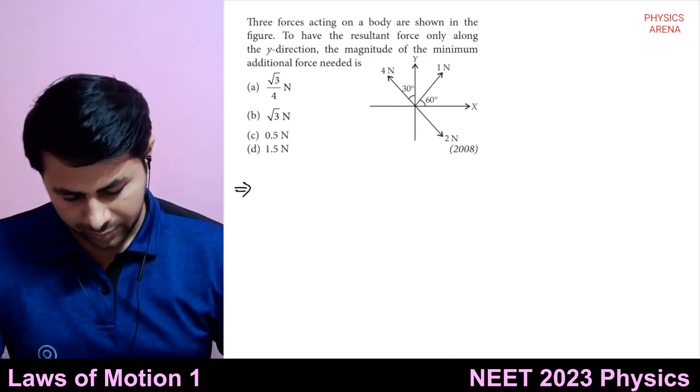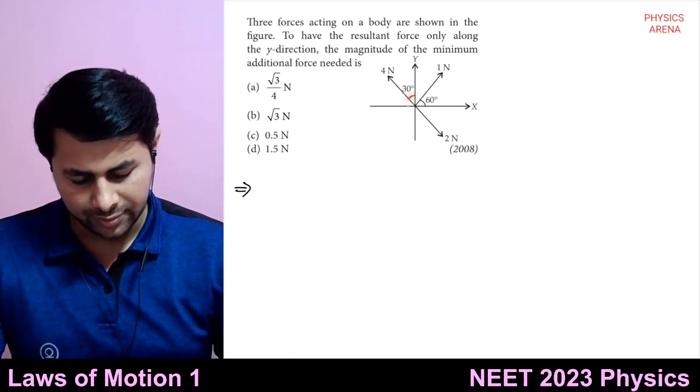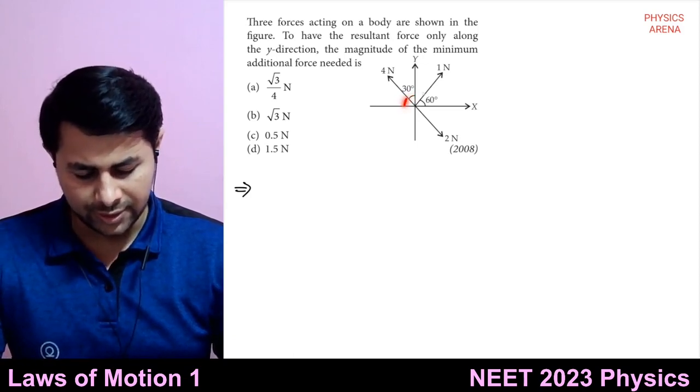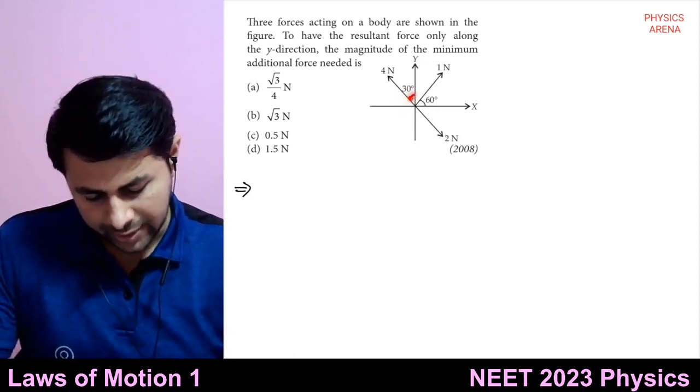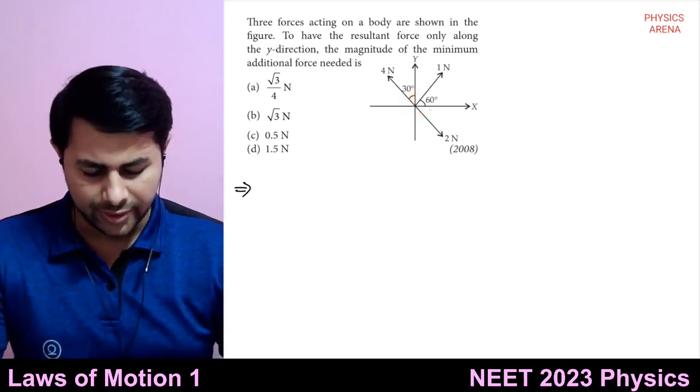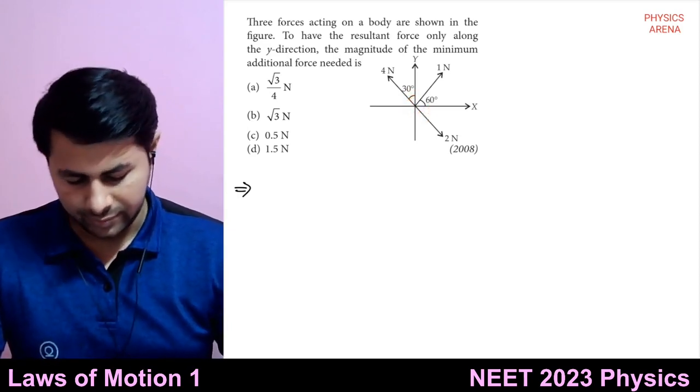So this angle is 30 degrees. That means this angle is 60 degrees. This angle is 30, so this is also 30. So this will be 60.